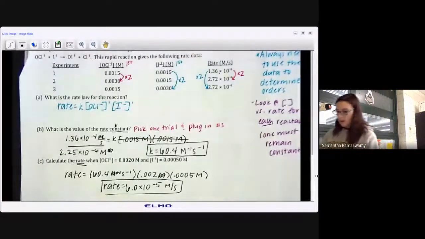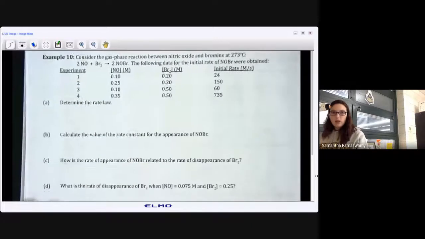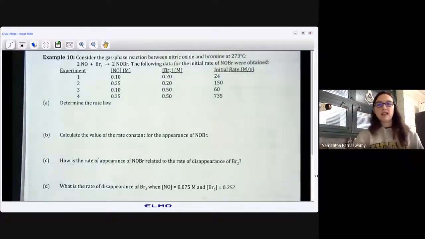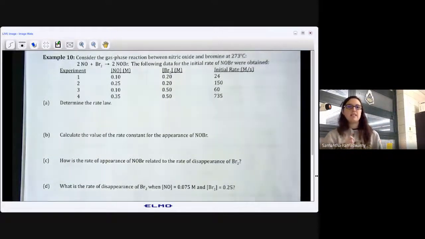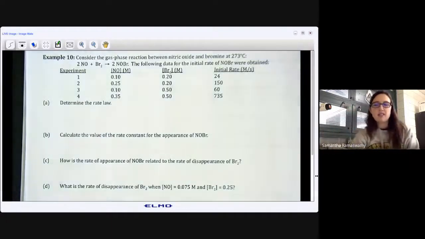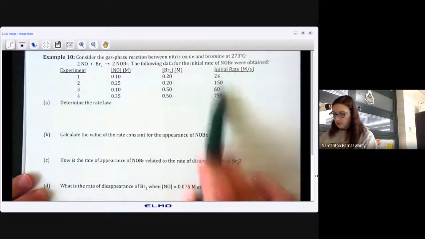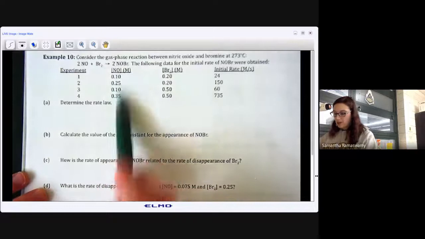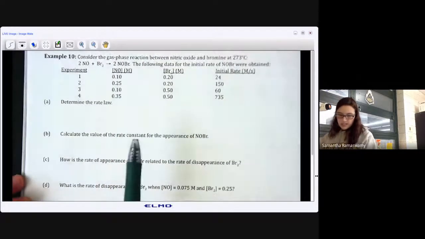So let's look at example 10. Example 10 says, consider the gas phase reaction between nitric oxide and bromine. They give us the equation. So we see that NO is a reactant, Br2 is a reactant. The following data for the initial rate of NOBr was obtained. So this is the initial rate of formation of NOBr. Notice we're comparing concentration of each reactant to the rate. Part A says determine the rate law.